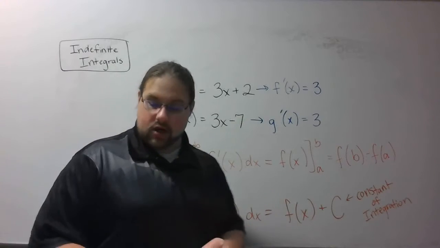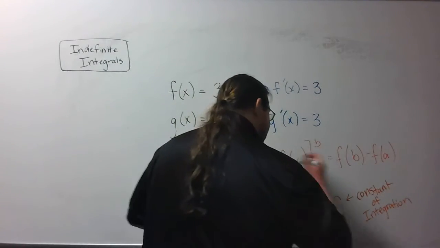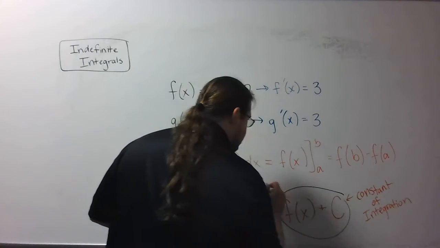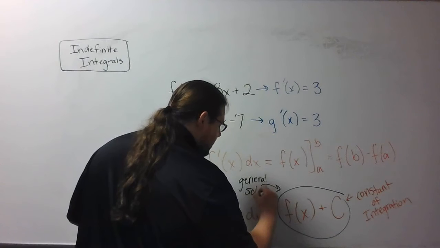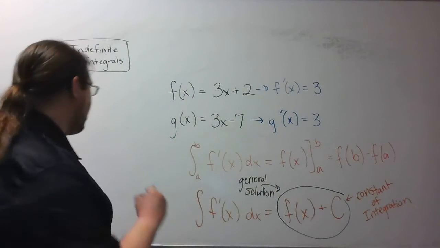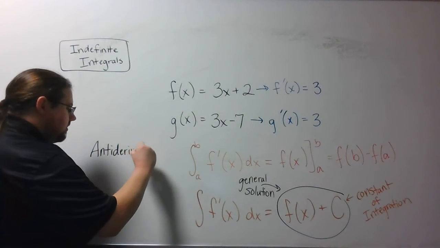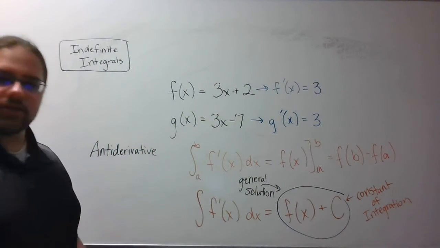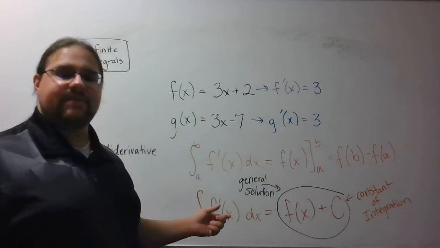And so what we're going to call this, down here at the bottom, this f of x plus C, is going to be called a general solution. The reason we call it a general solution is because it contains every possible antiderivative. It's a whole family of functions. It is every possible thing whose derivative is f of x.